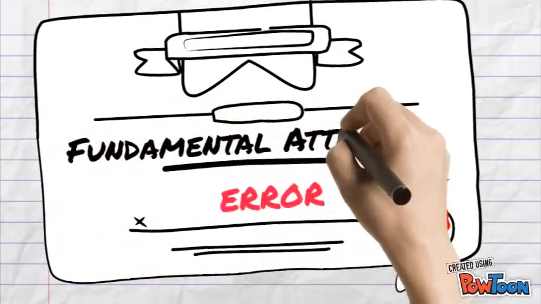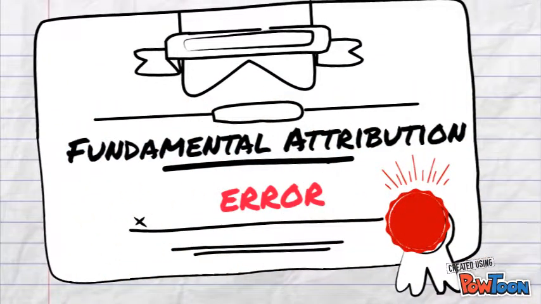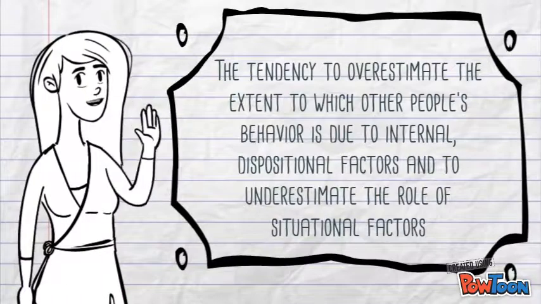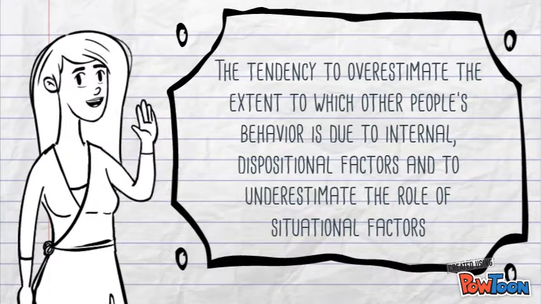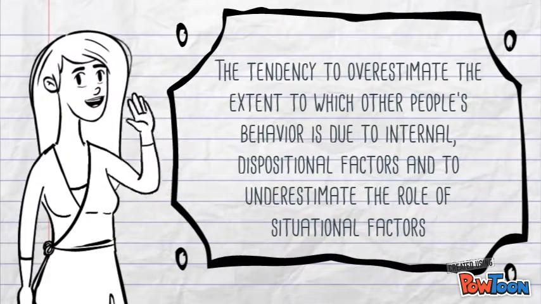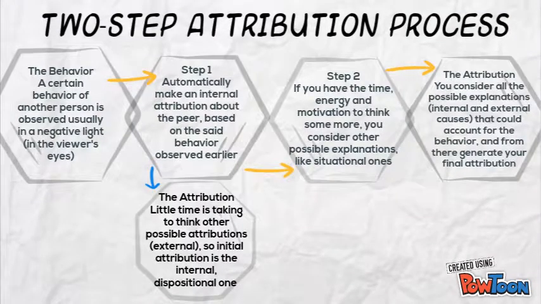However, many of us are guilty of committing the fundamental attribution error. This is the tendency to overestimate the extent to which other people's behavior is due to internal dispositional factors and to underestimate the role of situational factors. In other words, we only take the first step, using only an internal attribution to make the final say about someone's behavior. Hence, we move on the blue arrow and just make a final attribution based on the internal attribution.